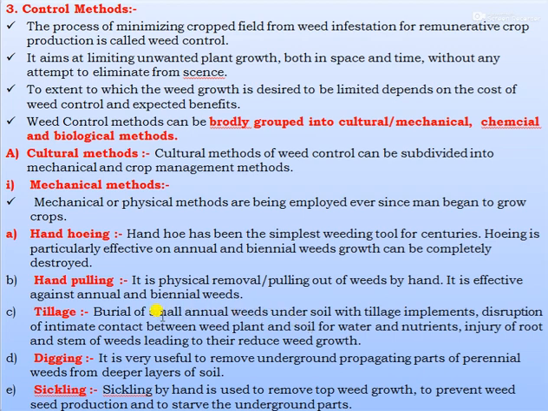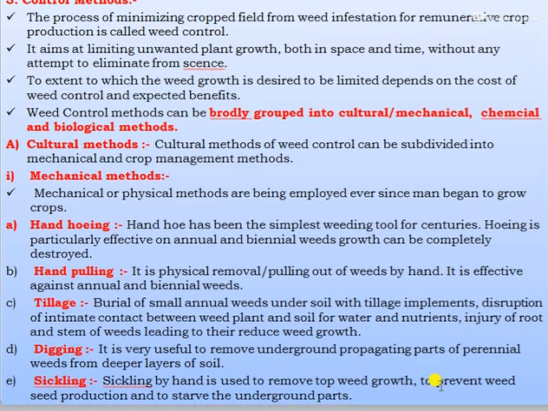Then tillage, that is incorporation or burial of small annual weeds under the soil with tillage implements, disruption of any intimate contact between the weed plant and the soil for water and nutrients, and injury of the root and stem of the weed, leading to reduced weed growth. The next method is digging. It is very useful for removal of the underground propagating parts of perennial weeds from the different layers of the soil. Then sickling: sickling by hand is used to remove the top weed growth, and also prevents weed seed production and exhausts the underground parts.